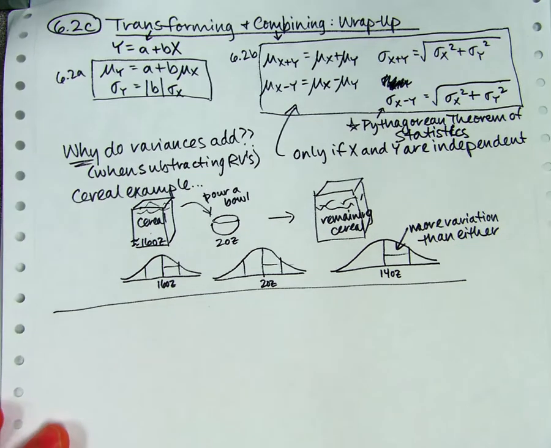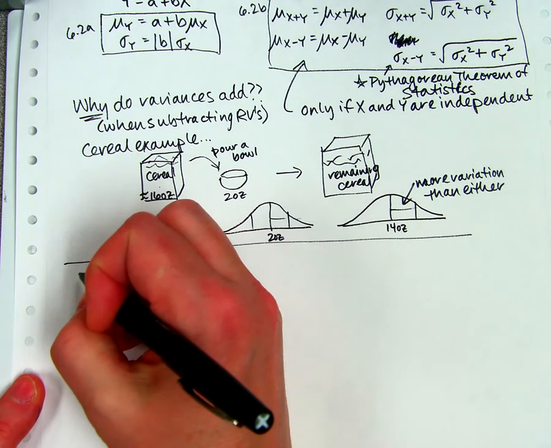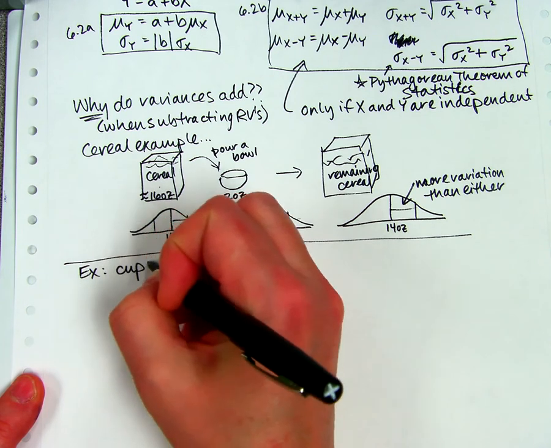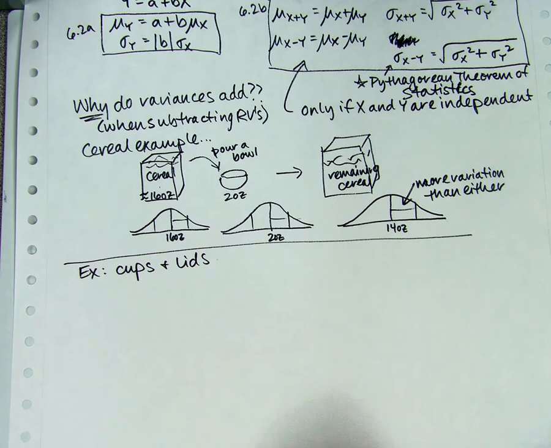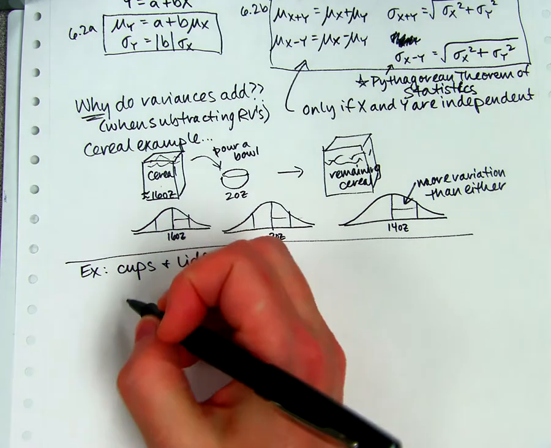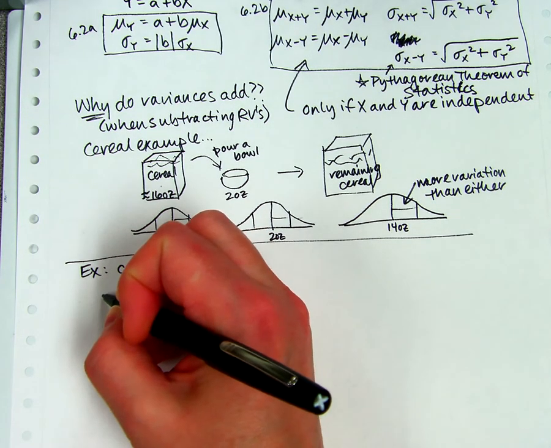And then I would like to do an example with normal distributions, kind of like these, but let's do a different example than the cereal. Let's do cups and lids. So cups and lids. You grab a cup, you grab a lid, you hope that the lid fits on the cup. It might not. They try to make it so they will always fit, but sometimes you get one that's too big or too small. So I'm just going to give you some data.